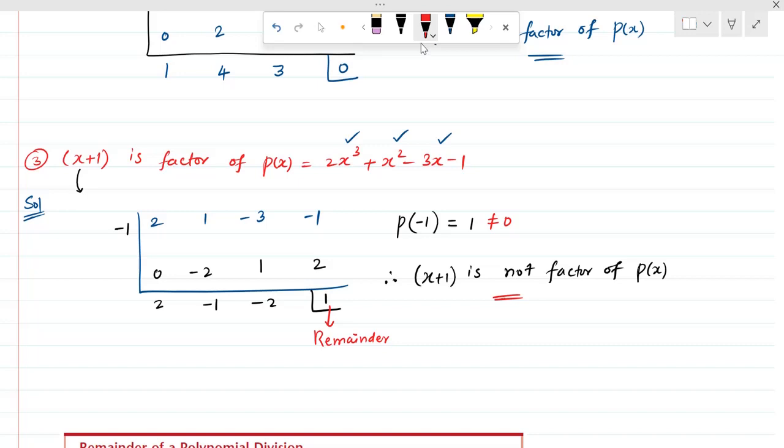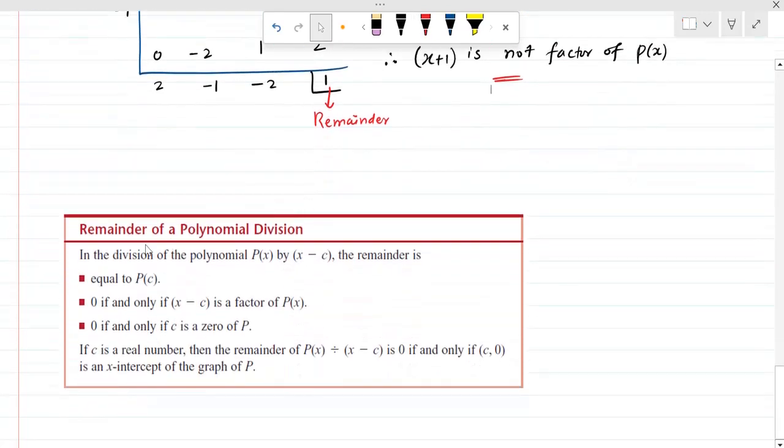So this is a summary of everything. If a polynomial p of x is divided by the factor x minus c, then the remainder is equal to p of c. This is the remainder theorem. This is a whole summary of this one. And here if you get 0 as the remainder, that is the factor theorem. Similarly, you can calculate the zeros of the polynomial in our upcoming chapters. Thank you.